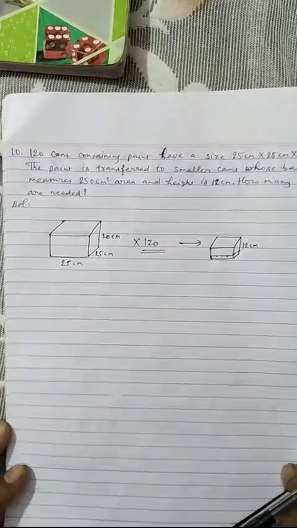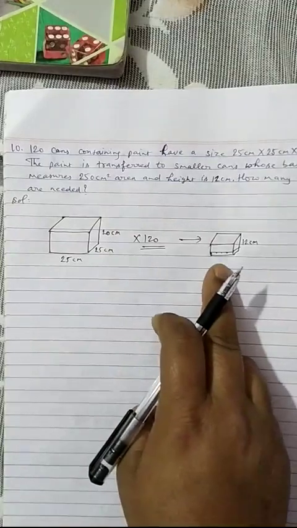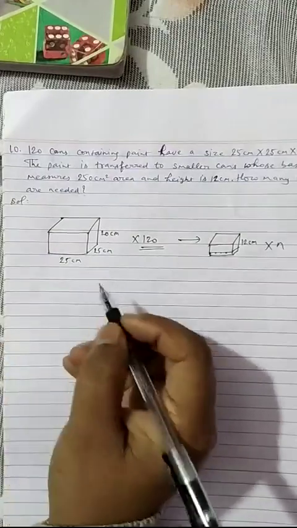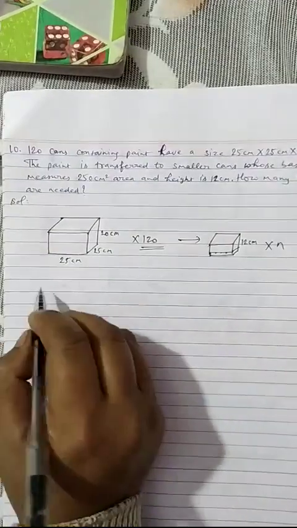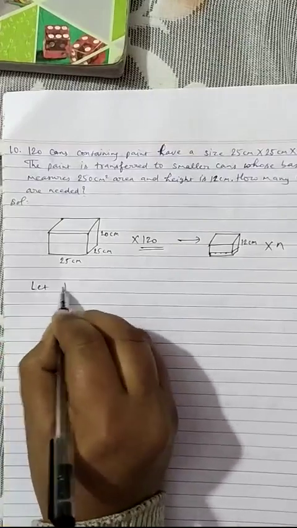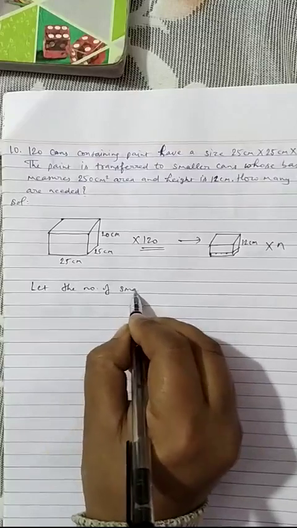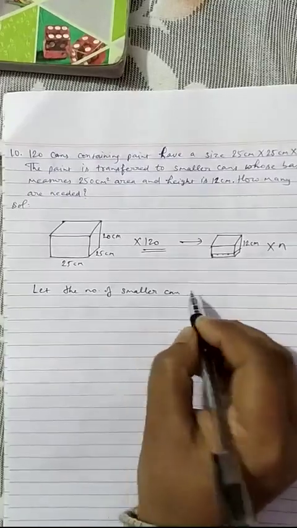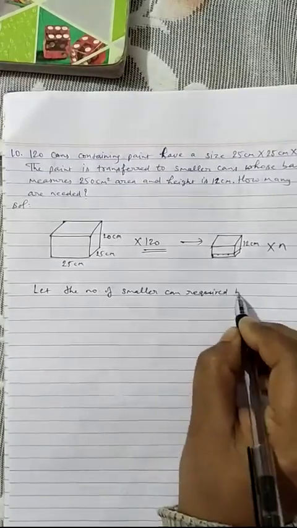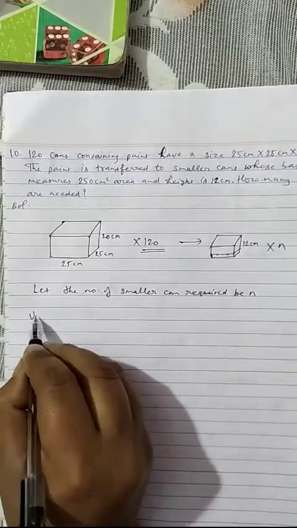So let us solve the question. So an equation will be formed here. Before that, let us write the let statement. Let the number of smaller cans required be n.